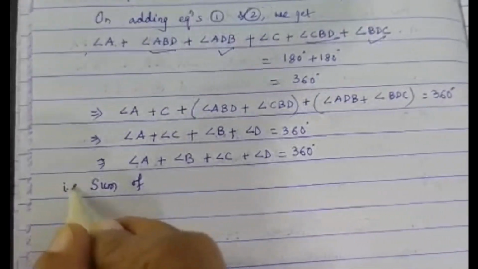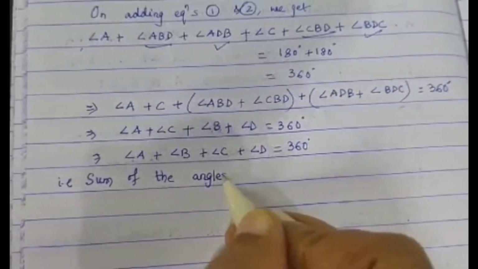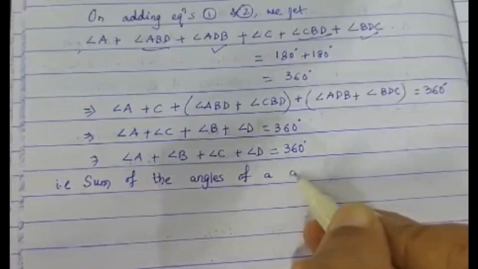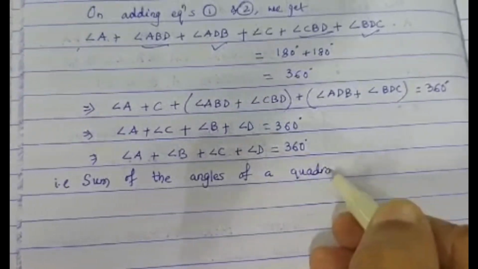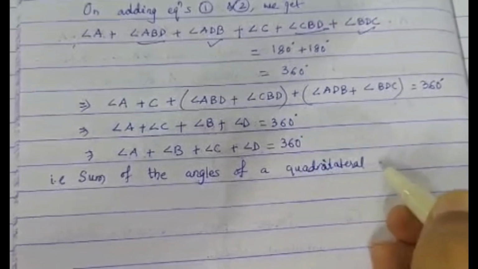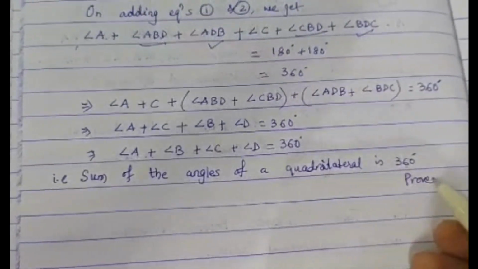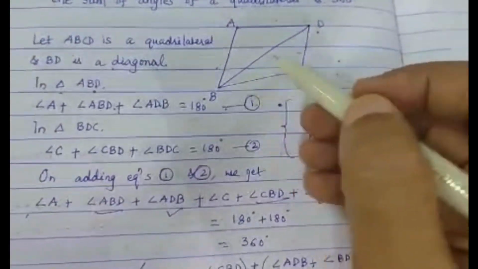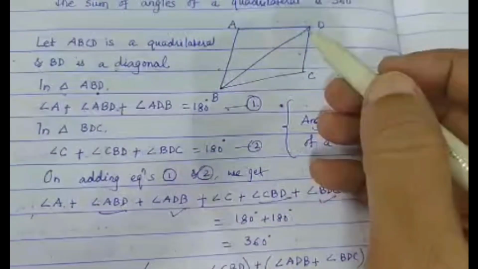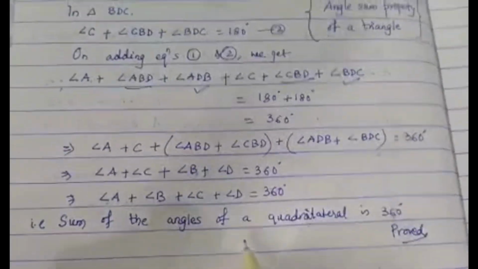That is, the sum of the angles of a quadrilateral is 360 degrees, proved. So it was a simple proof. We just drew one diagonal and then two triangles are there. So we proceed and we get this property, this theorem.